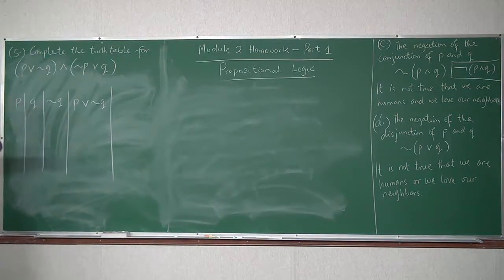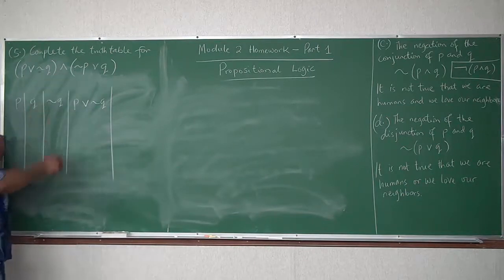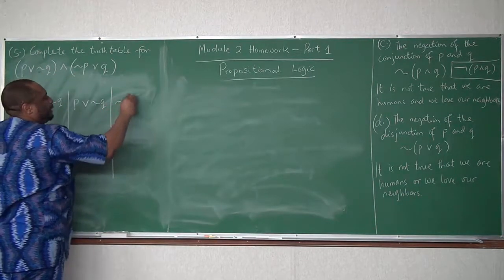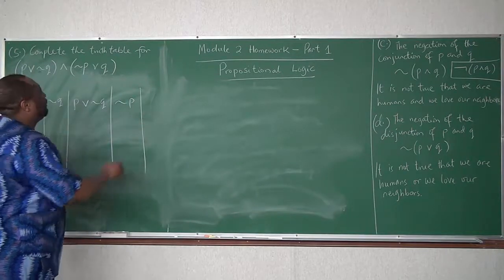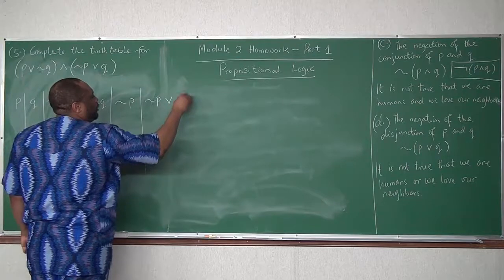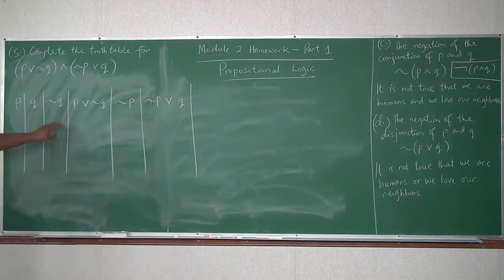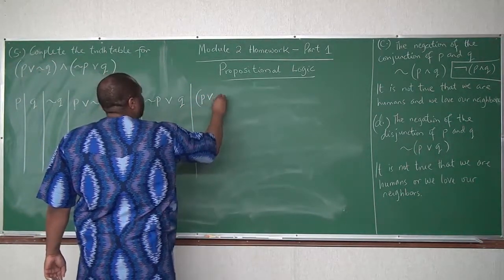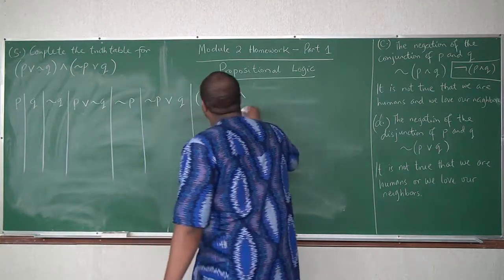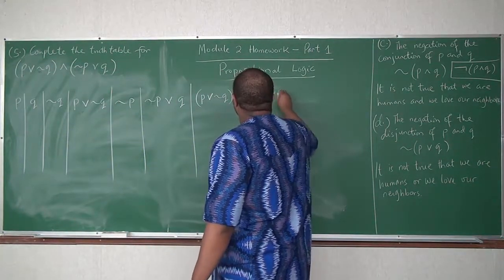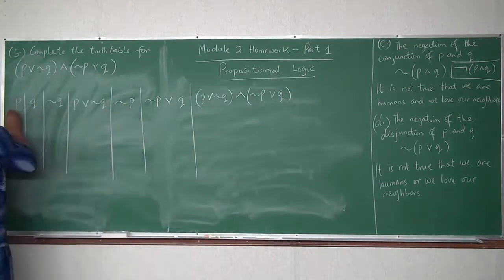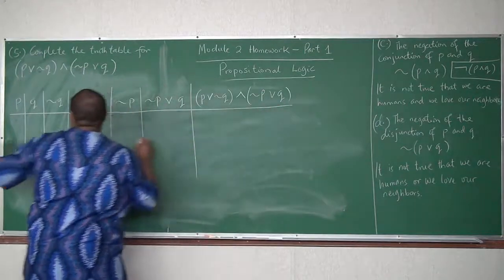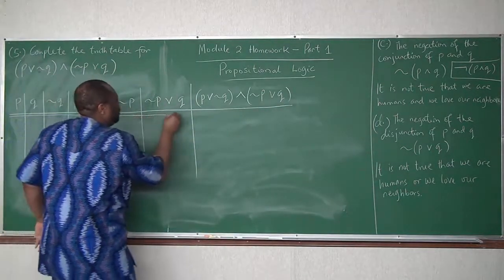So we have P, we have Q because it's two statements. First, you write it. Then we have not Q. Then we have P or not Q. Before we go to AND, we have not P. Then we have not P or Q. Then our last column will be P or not Q and not P or Q. And I like using double lines to demarcate it.